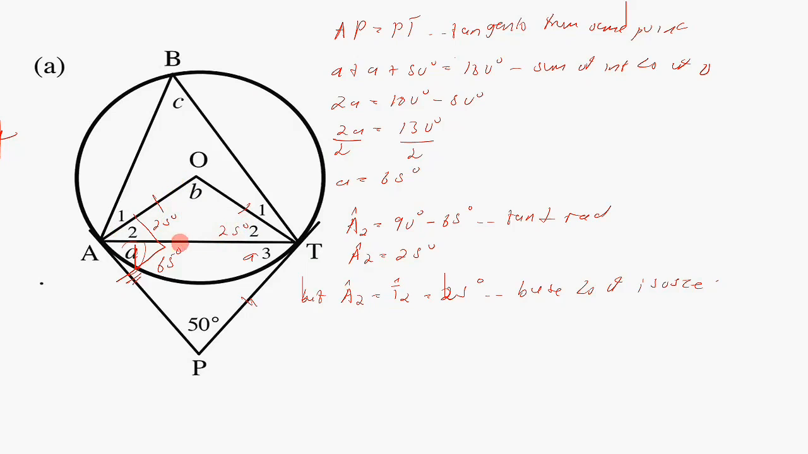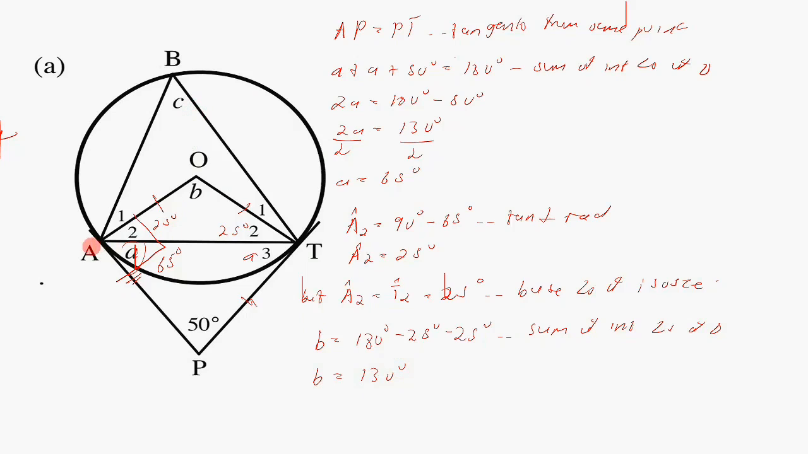So we can use the sum of interior angles of a triangle to look for the value of B. So to find B, we'll say B is equal to 180 degrees minus 25 minus 25. What's the reason for that? Sum of interior angles of a triangle. Then calculating B will give us 130 degrees.